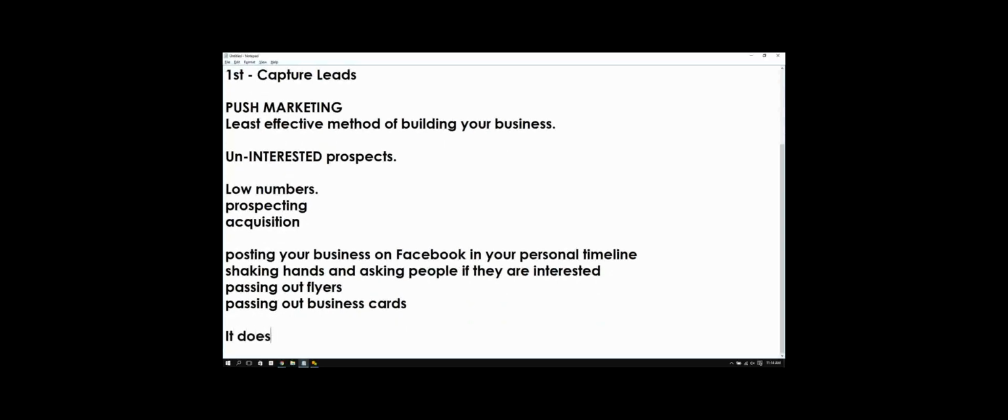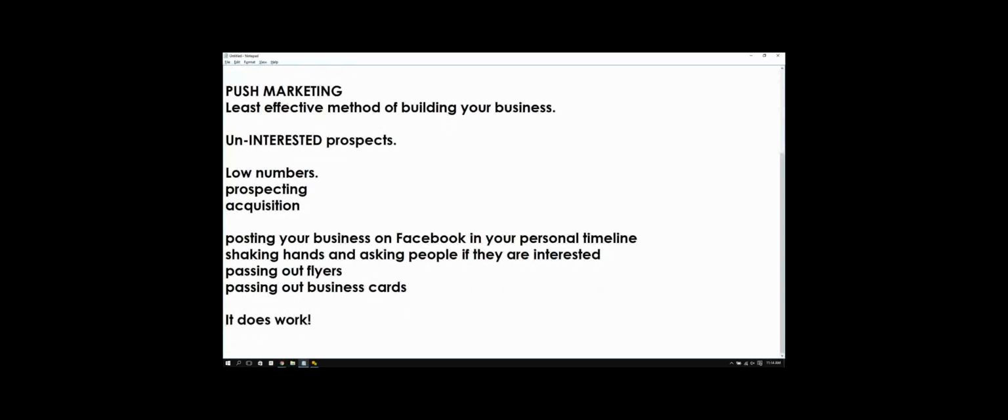Now, before I get off this subject, I want to be super, super clear here. It does work. There are many, many people out there who have been very effective at building their business using push marketing. The key to effective push marketing, I bet you guys could make a few guesses here, the key to effective push marketing is personal sales skill.